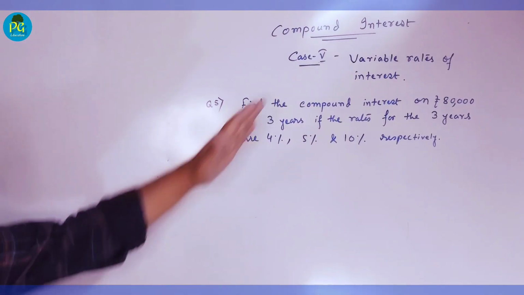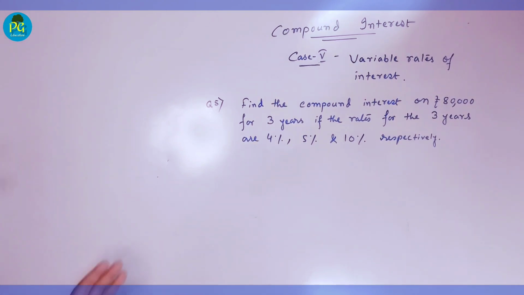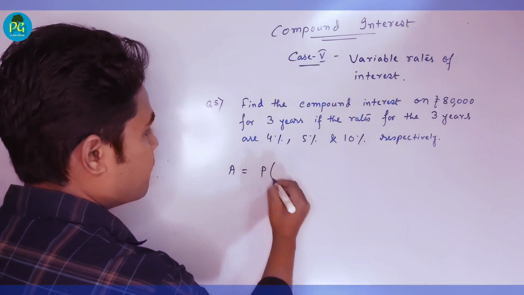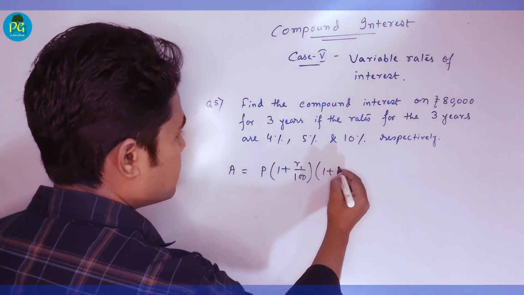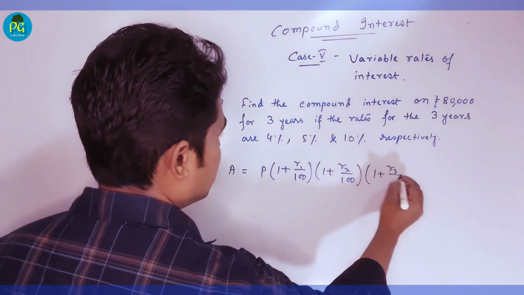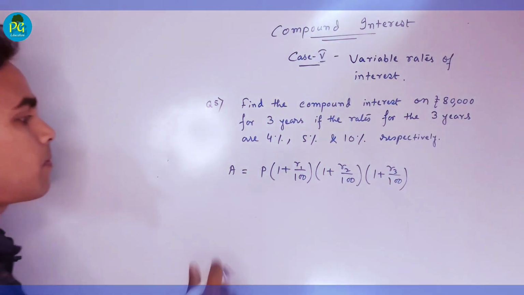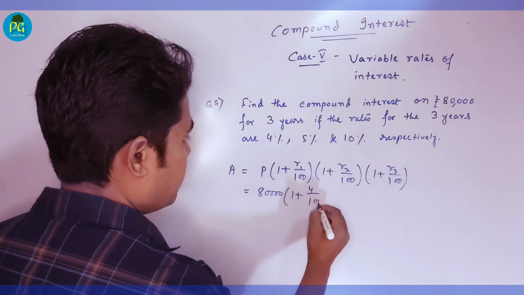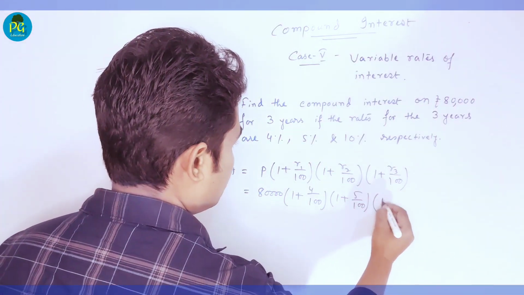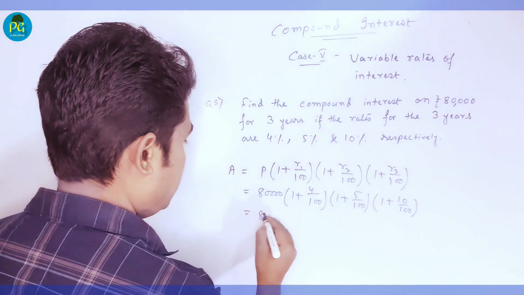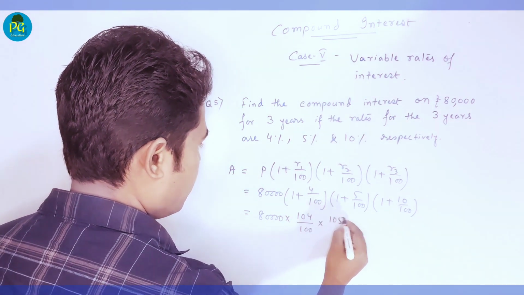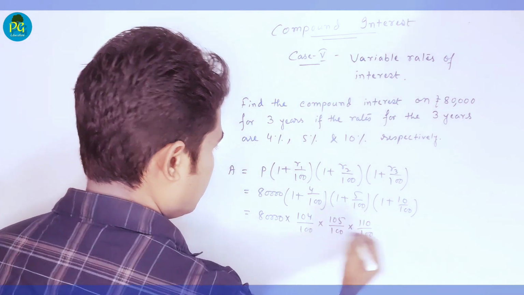Okay, now case number 5, variable rates of interest. Find the compound interest on rupees 80,000 for 3 years if the rates for the 3 years are 4%, 5% and 10% respectively. So what we have to do is, amount equal to principal into (1 plus r1 by 100) into (1 plus r2 by 100) into (1 plus r3 by 100). By this formula we can find out the amount. So this is equal to 80,000 into (1 plus 4 by 100)(1 plus 5 by 100) into (1 plus 10 by 100), equal to 80,000 into 104 by 100, 105 by 100, 110 by 100. Now you cancel.